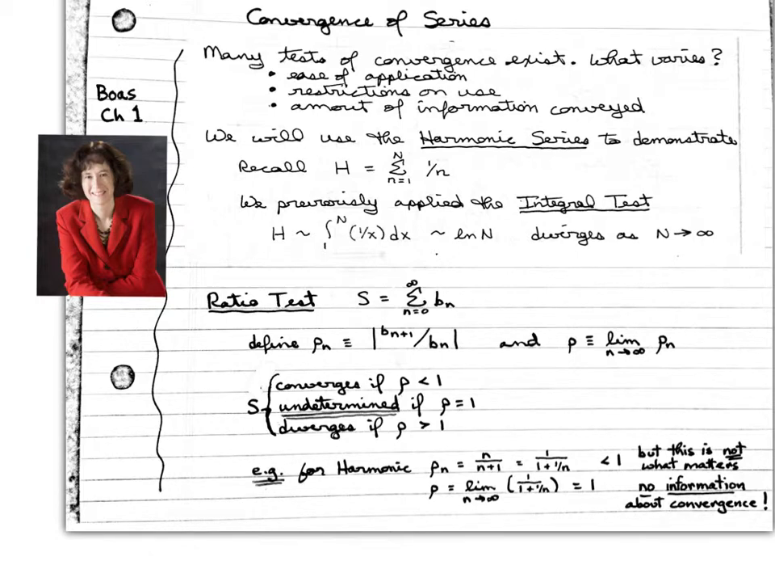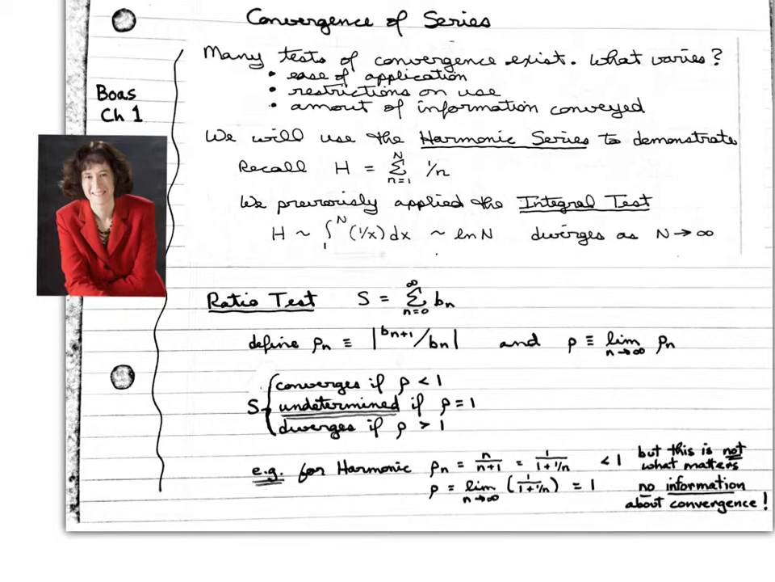The ratio test says that your original series will converge if this rho is less than 1, and the series will diverge if rho is greater than 1. But if rho is exactly equal to 1, you are out of luck, and the ratio test will not tell you anything. Let's try it on the harmonic series.